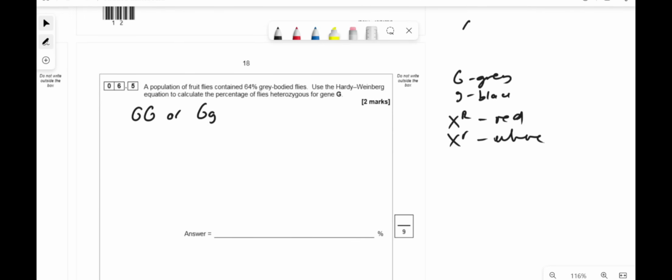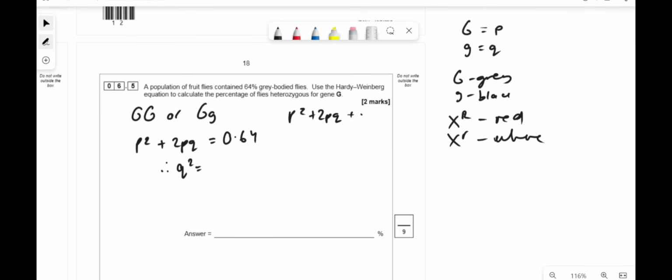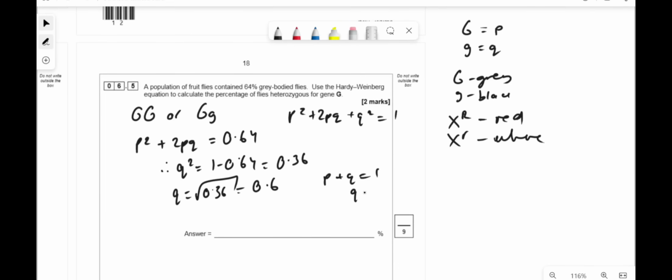All right. So I'm going to let big G equal P and little g equal Q. So that must mean that P squared plus 2PQ equals the 64%, so 0.64. Therefore, Q squared has to equal, because P squared plus 2PQ plus Q squared equals 1, whatever 1 minus 0.64 is, which is going to be 0.36. What we can now do is work out what Q is by doing the square root of 0.36, which is 0.6. Is that my mental maths correct? Yeah, so 0.6. And then you know that P plus Q equals 1, so P is going to be 1 minus 0.6, which is 0.4.